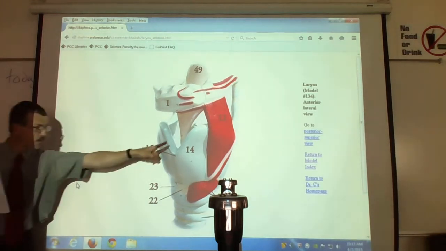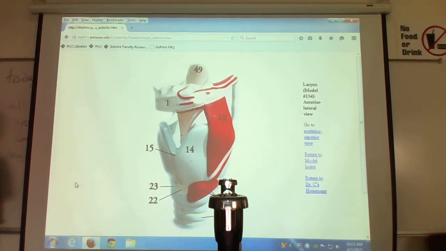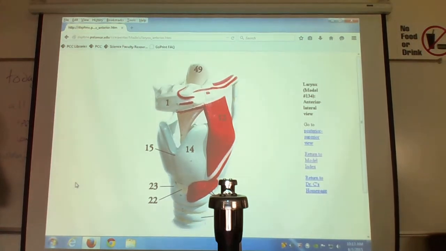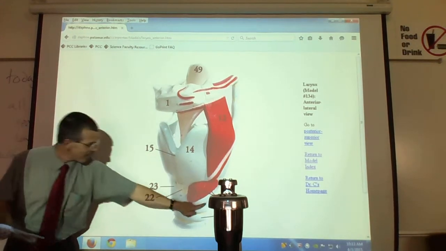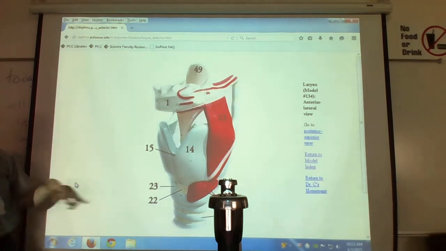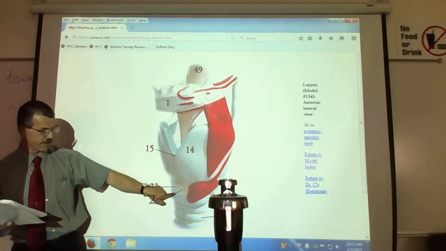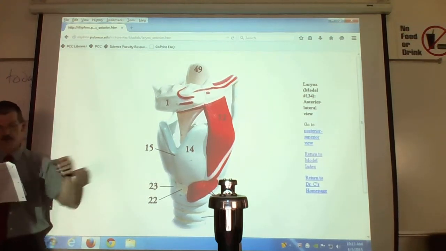So number 14 is the big one, which is which one? Thyroid. That's where your thyroid gland lives, right? Right about there. Then you have this one that's at the bottom of the larynx right here, number 23. Cricoid or cricoid, you'll hear both. That's cricoid. Cricoid pressure if you're an EMT, right? So it's like below the thyroid. Actually, it glues your trachea and your larynx together.